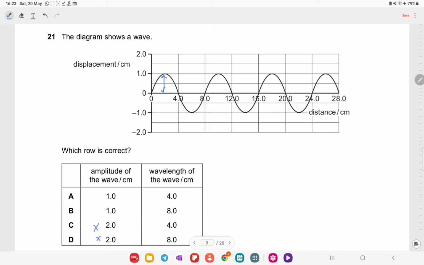Now we are talking about the wavelength. So wavelength can be one complete wave, which is 8. Or you can do one more thing: you can subtract these two, 4 and 12. 12 minus 4, so you will again get the same answer. So option B is the right answer.